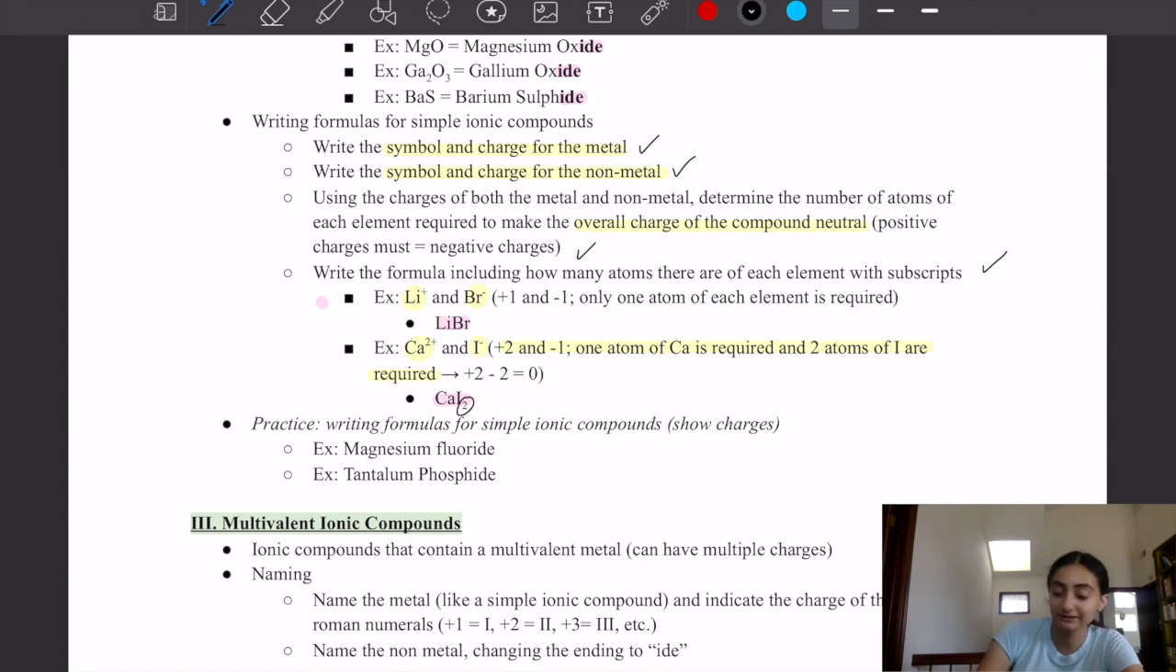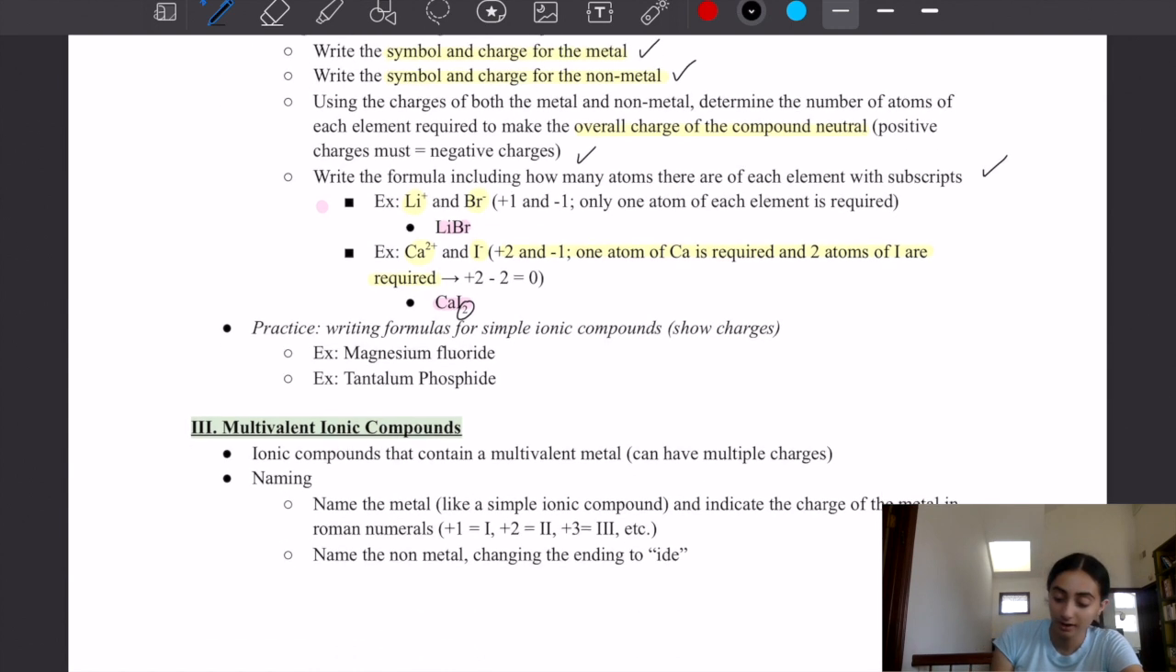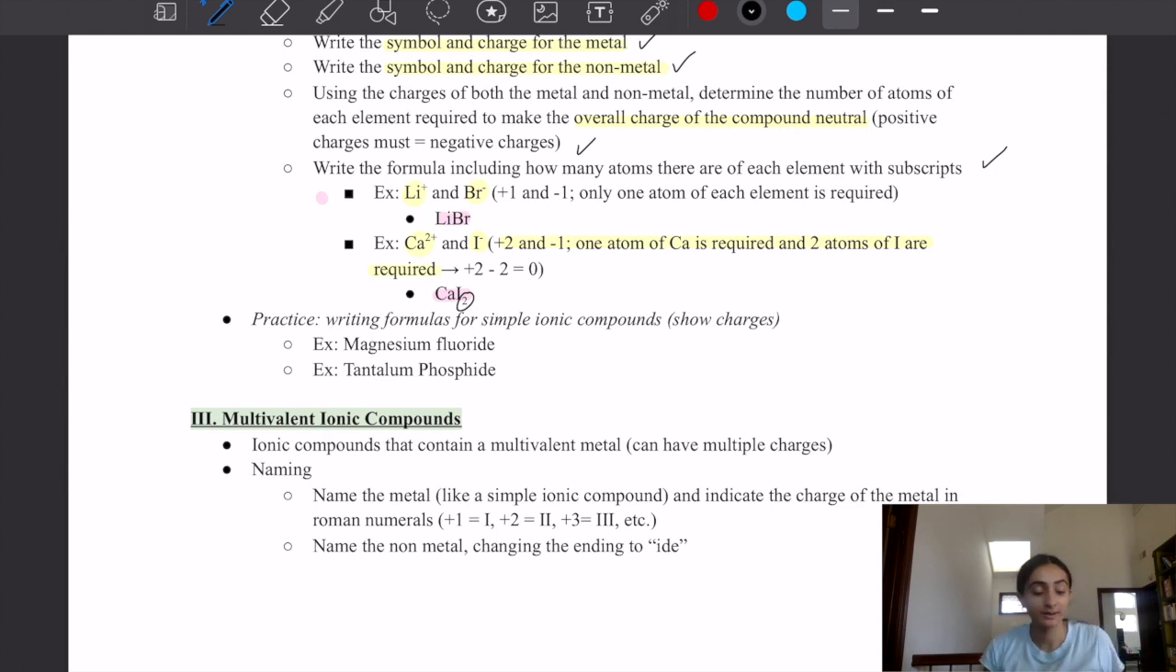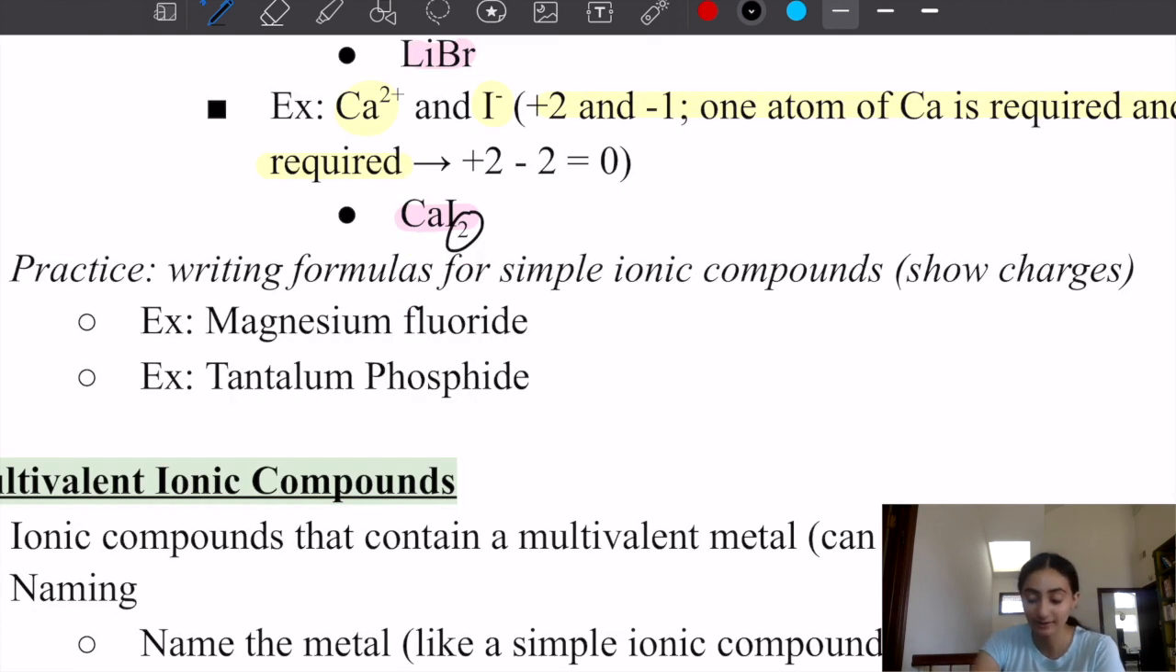So now we're going to practice writing formulas for these simple ionic compounds. Okay, so for our first example, we have magnesium fluoride. Let's analyze it. The ending is "ide," so I know that's a simple ionic compound. And the beginning of this word is fluor, so we know we're talking about fluorine, and magnesium, obviously. So first we're going to write the symbol and the charge for the metal. We have Mg2+. When you're writing the charge next to the symbol of the ion, you write 2+ rather than +2. Then we have fluorine, which is a -.